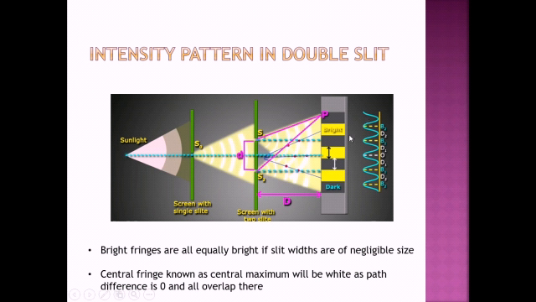Bright fringes are all equally bright. It can be seen here that bright fringes are all equally bright if the slit widths are of negligible size. These slit widths are of negligible size, so we get the same intensity everywhere. The central fringe, known as the central maxima, here this white color, 0, will be white as the path difference is 0 and all overlap there, as I have told earlier.